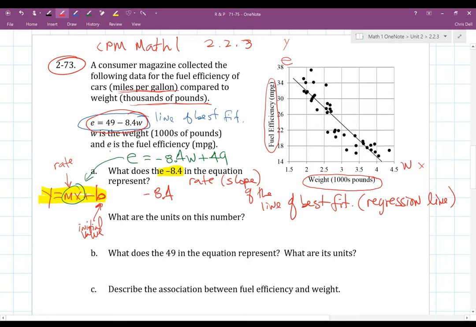But what are the units? The units are miles per gallon per 1,000 pounds. So we would say negative 8.4 miles per gallon per 1,000 pounds. It's decreasing, so that's the negative. Actually, that is the next question, I'm getting ahead of myself. What are the units on this number? I just answered that. The units are miles per gallon per 1,000 pounds. So this negative 8.4 means it's decreasing 8.4 miles per gallon for each 1,000 pounds.